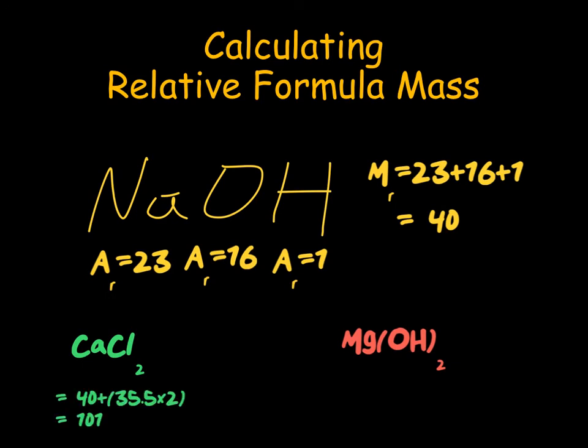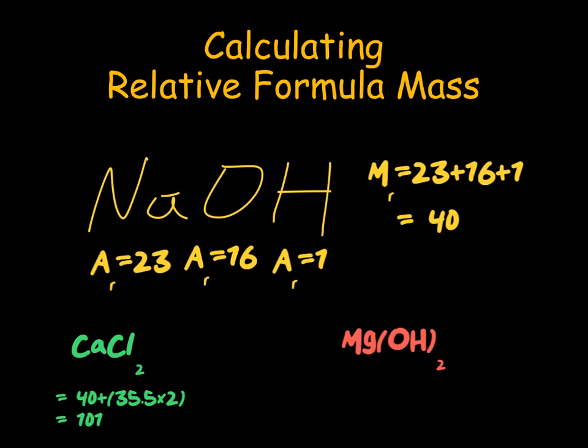For magnesium hydroxide, Mg(OH)2, we now have brackets and a 2 involved. That means that we have 2 times oxygen and 2 times hydrogen. The Ar from the periodic table of magnesium is 24, oxygen is 16, and hydrogen is 1. So we would do 24 plus 16 times 2 plus 1 times 2.